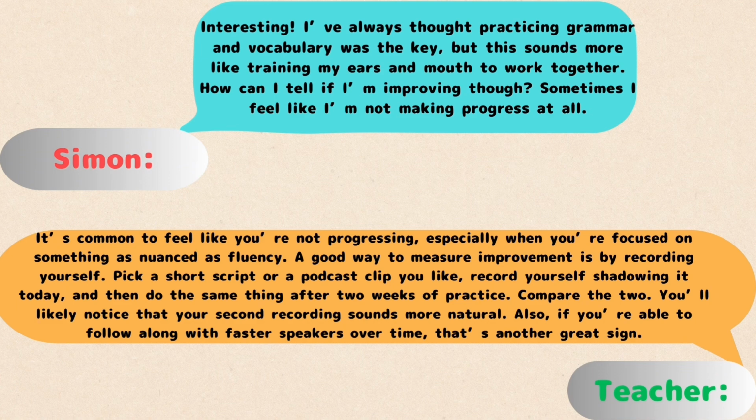It's common to feel like you're not progressing, especially when you're focused on something as nuanced as fluency. A good way to measure improvement is by recording yourself. Pick a short script or a podcast clip you like, record yourself shadowing it today, and then do the same thing after 2 weeks of practice. Compare the two. You'll likely notice that your second recording sounds more natural. Also, if you're able to follow along with faster speakers over time, that's another great sign.